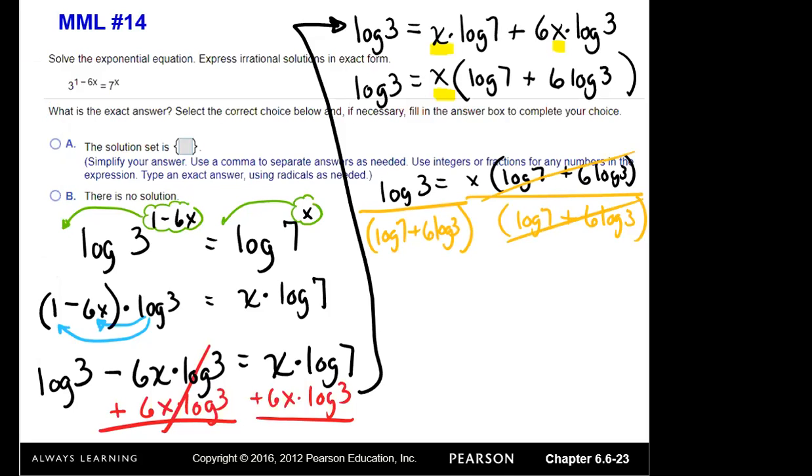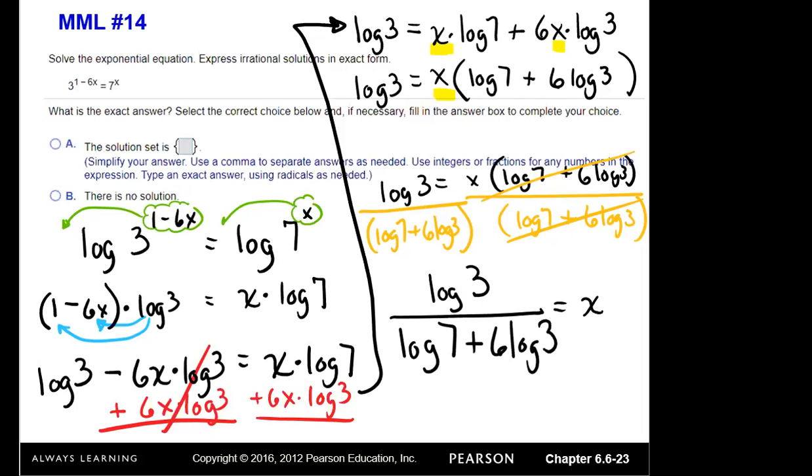Let's see, the solution set is blank. Simplify your answer. Use a comma to separate answers. Use integers or fractions for any numbers in the expression. Type an exact answer. They don't want you grabbing your calculator and figuring out what the decimal value of this mess is. You have to type into MyMathLab a fraction with the log of 3 in the numerator. And then your denominator is log of 7 plus 6 times a log of 3. It ain't pretty, but that's the answer.